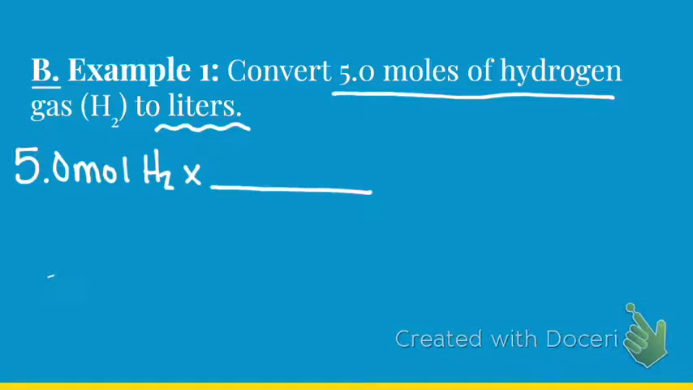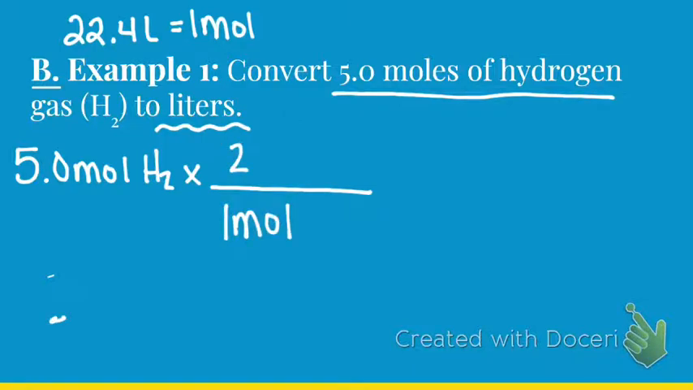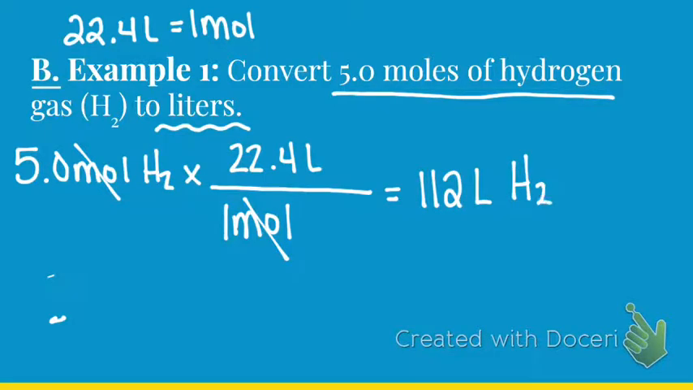Again, we have that 22.4 liters is to 1 mole. Based on how this problem is set up, we have moles to begin with, therefore 1 mole needs to go into the bottom, and 22.4 liters will be the numerator. Moles will eliminate, so mathematically what we need to do is multiply it out. When we multiply it out, we get 112 liters, and that's going to be hydrogen.